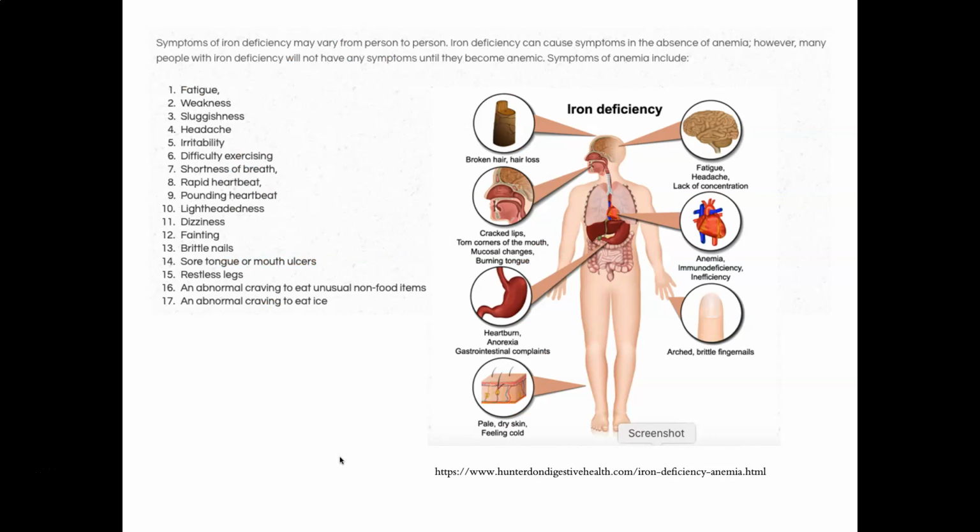Symptoms of iron deficiency can vary from person to person, but here are a list of symptoms. And you see the list on the left. It includes fatigue, weakness, sluggishness, headache, irritability, difficulty exercising, shortness of breath, rapid heartbeat, pounding heartbeat, lightheadedness, dizziness, fainting, brittle nails, sore tongue or mouth ulcers, restless legs, and abnormal craving to eat non-food items like clay, dirt, or paper, and abnormal craving to eat ice. And then you have here on the other side, it shows the body and also shows some of the additional ones.